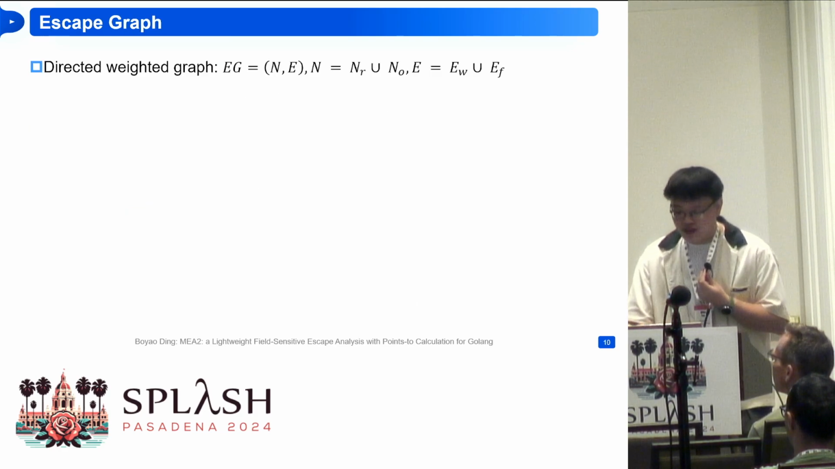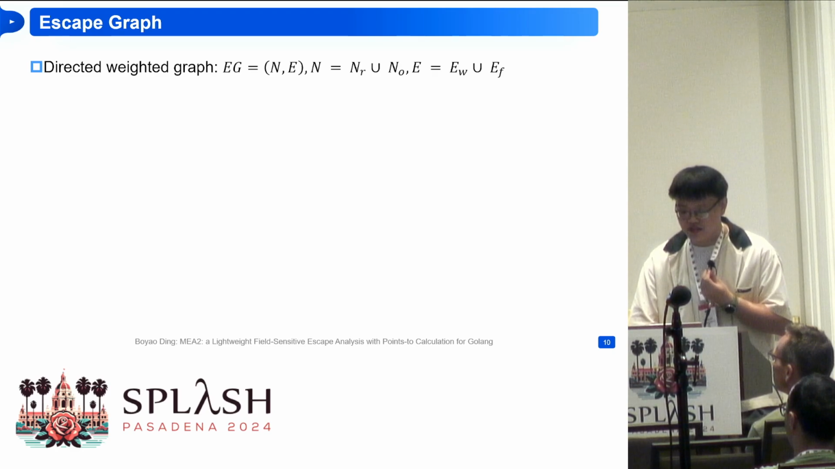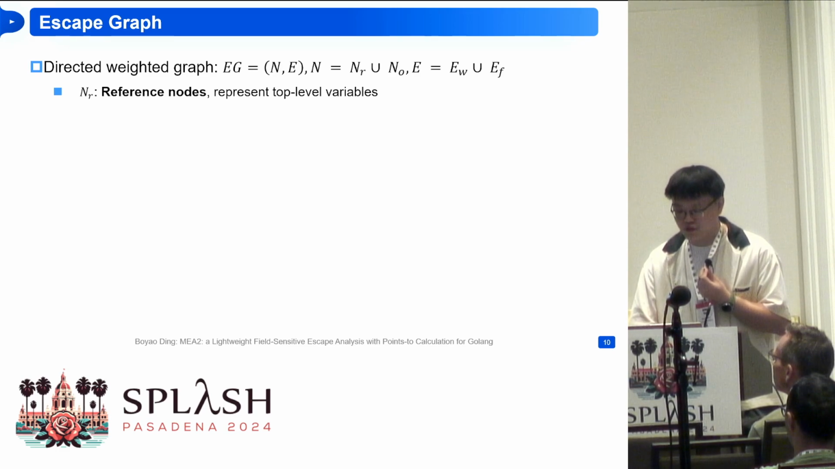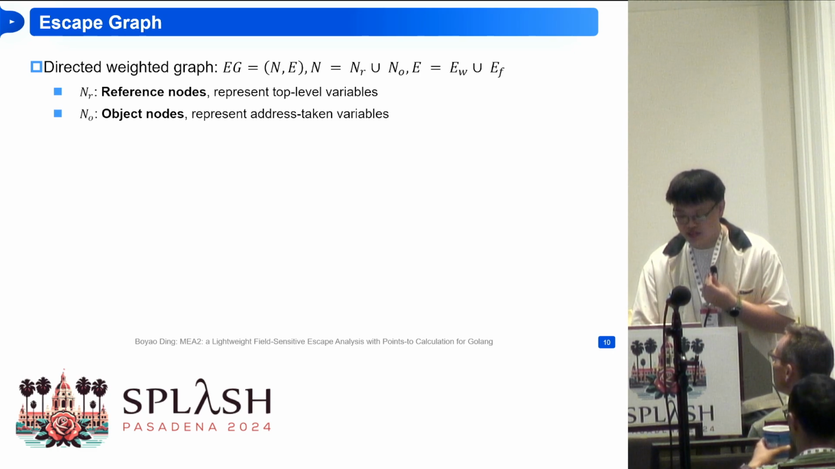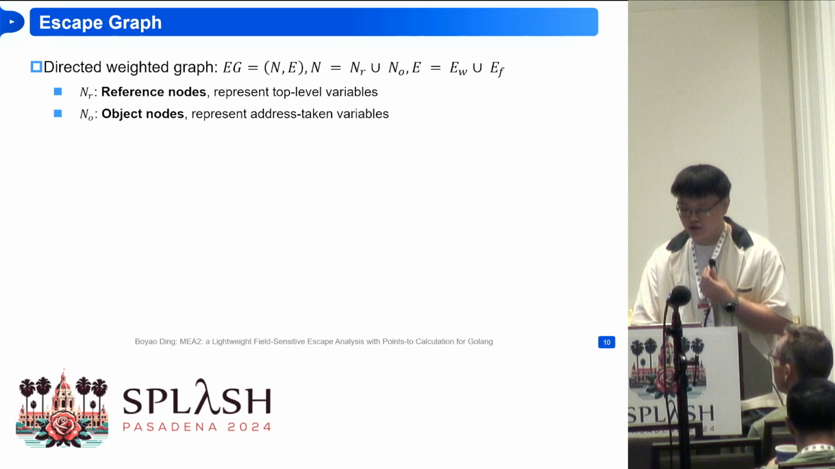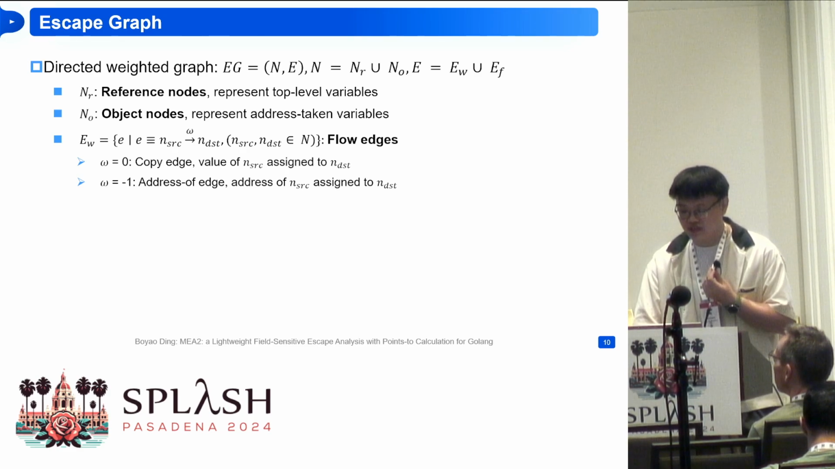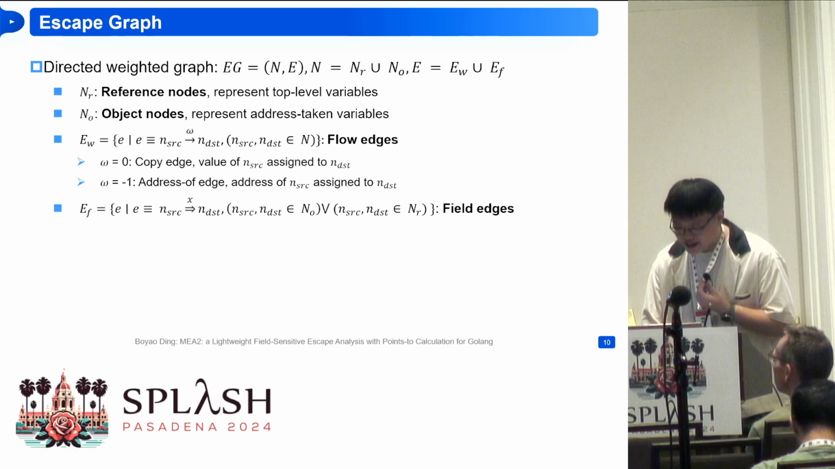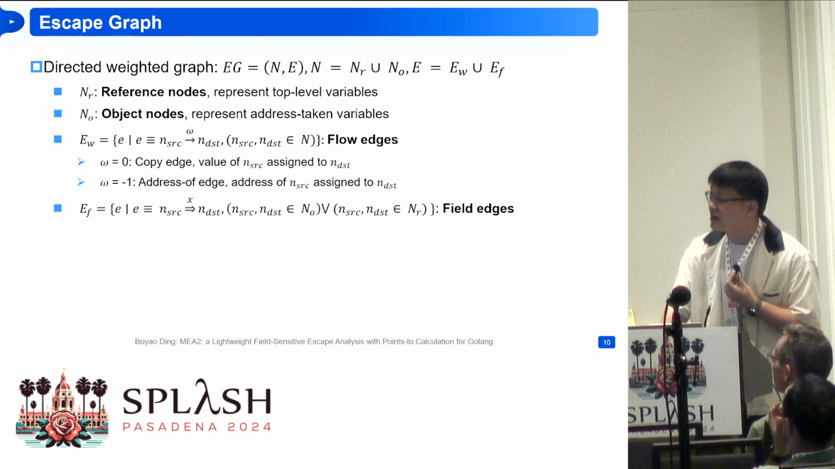The escape graph is a directed weighted graph. The nodes are characterized into two types: reference nodes, which represent top-level variables, and object nodes, which represent address-taken variables. The edges are also characterized into two types: flow edges, which use weights of 0 and -1 to represent copy and address-of relationships between variables. Field edges indicate that the source node is a field of the destination node with a specific offset X.